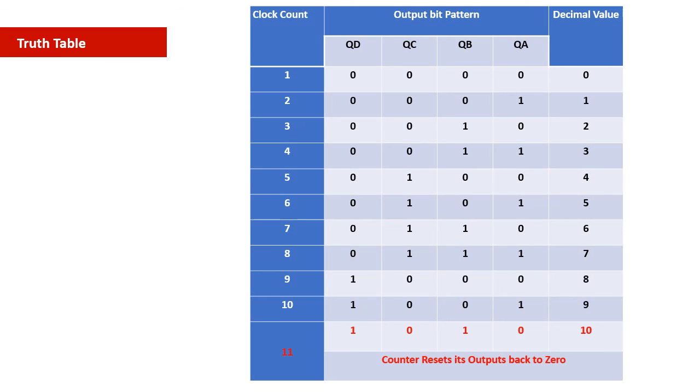Now the truth table for the mode 10 counter is shown in the slide. Here you can see that it is counting from 0000 up to 1001. When the 11th state is occurring, that is 1010, all the flip-flops get reset and your output state will become 0000. Now when the next clock pulse comes, again the sequence will repeat.